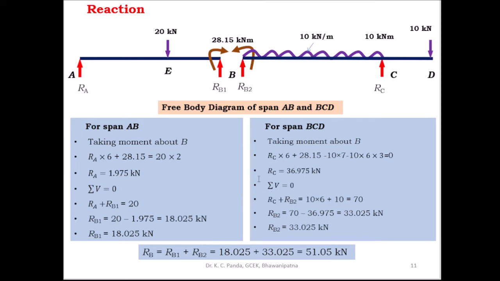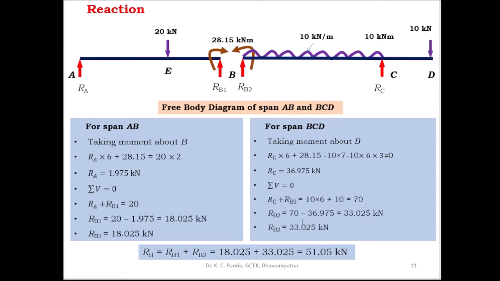Then take the summation of vertical force equal to 0. The total upward force is equal to the total downward force. The total upward force is RB2 plus RC, and the total downward force is 10 into 6 plus 10.